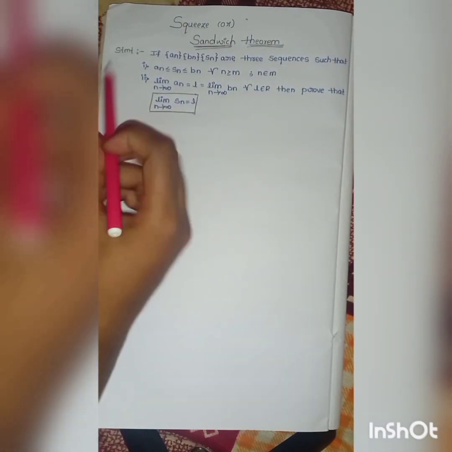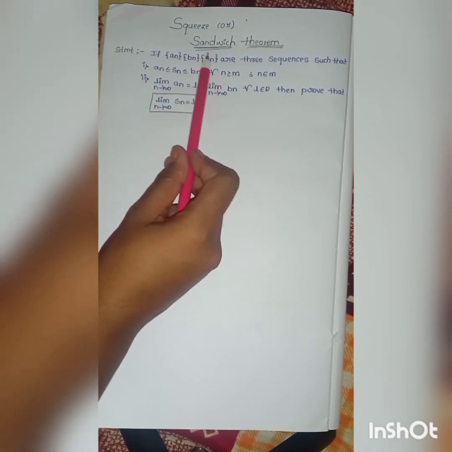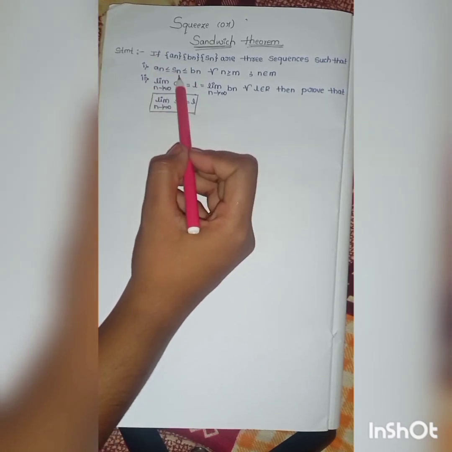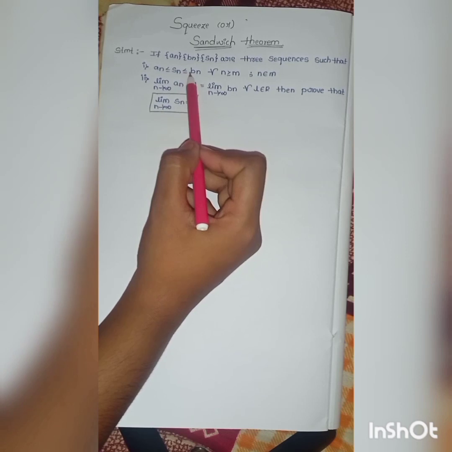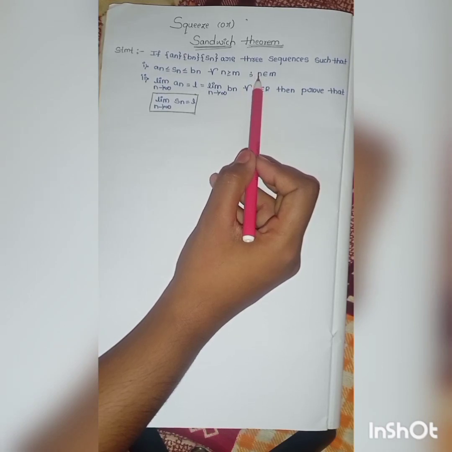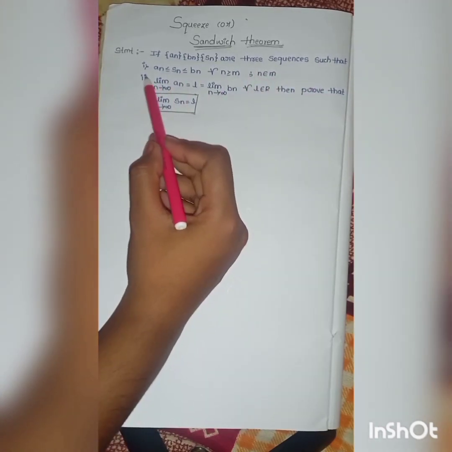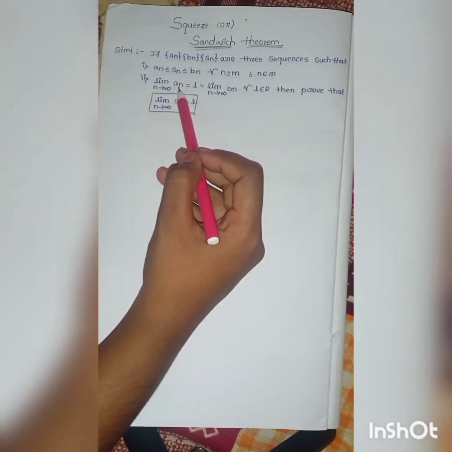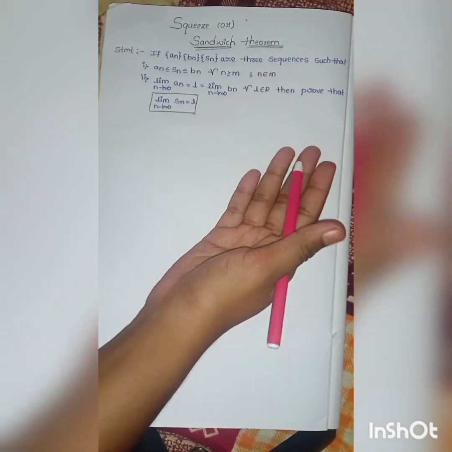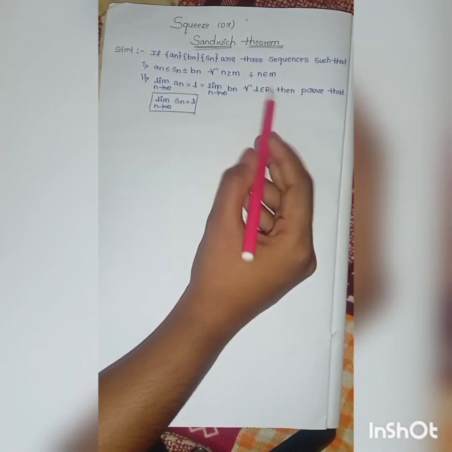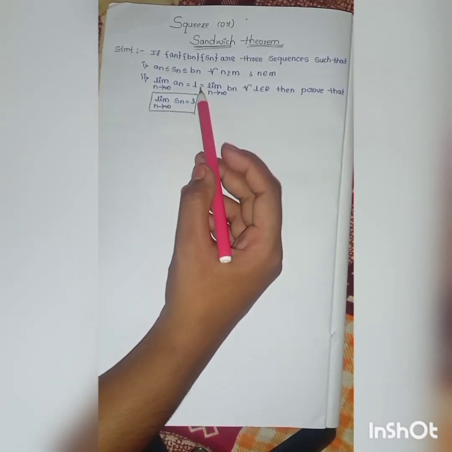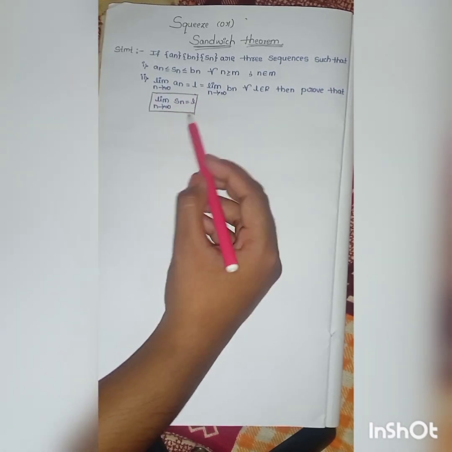Statement: if an, bn, sn are three sequences such that the first condition is an is less than or equal to sn and sn is less than or equal to bn for all n greater than or equal to m, n belongs to N. Next, the second condition is limit n tends to infinity, an equals L, and limit n tends to infinity, bn is also equal to L. Here L belongs to R. Then prove that limit n tends to infinity, sn equals L. That is what we have to prove.